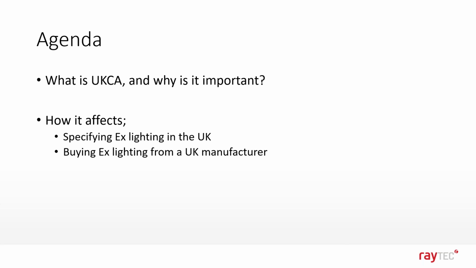So today's agenda. Firstly, we will be looking at UKCA marking and why it is important, and we'll also identify some of the changes. Then on to how this new type of marking affects how you specify lighting in the UK, and also what happens if you're buying lighting from a UK manufacturer. Then we'll come on to what Raytec are doing on this subject. And finally, we'll have a Q&A session at the end, as Callum has alluded to, and we will do our best to try and answer any questions that you might have.